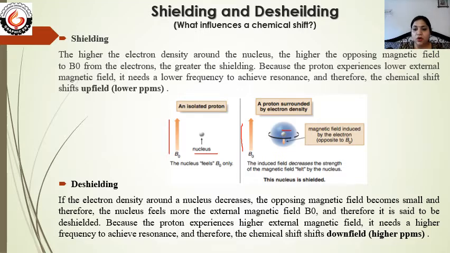So it always depends on the environment of the hydrogen nucleus, in which type of environment it is. Like which type of inductive effect there is, positive I effect or negative I effect, whether it is a polar molecule or not, which different atoms are attached to the hydrogen, etc. So there are lots of factors which influence the chemical shift.